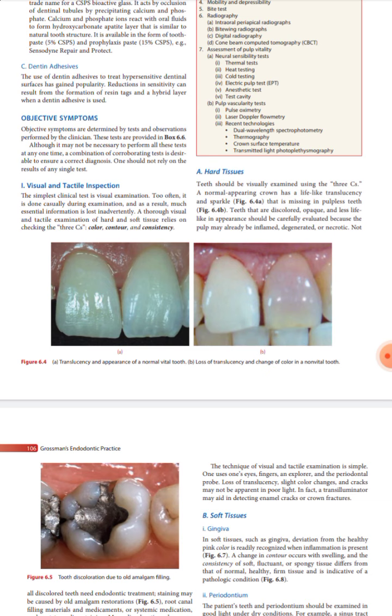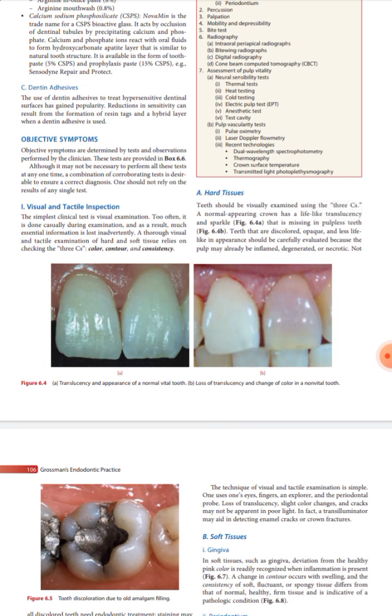Dentin adhesive: the use of dentin adhesive to treat hypersensitivity of the dentinal surface has gained popularity. Reduction in sensitivity can result from formation of resin tags and a hybrid layer when dentin adhesive is used. Objective symptoms are determined by tests and observations performed by the clinician. These tests are provided in the box, although it may not be necessary to perform all of these tests at any one time. A combination of corroborating tests is desirable to ensure a correct diagnosis, and one should not rely on the result of any single test.